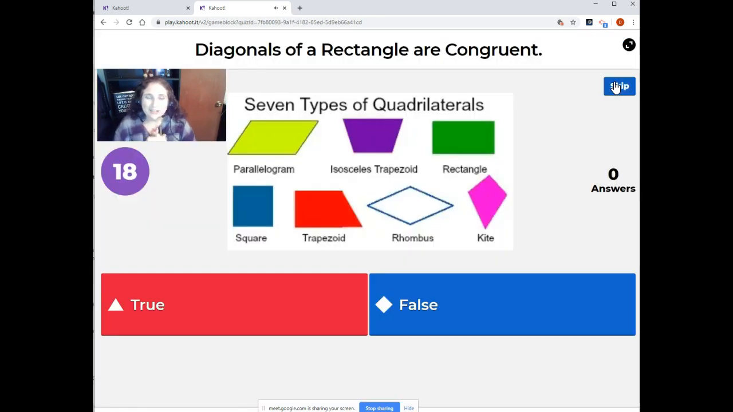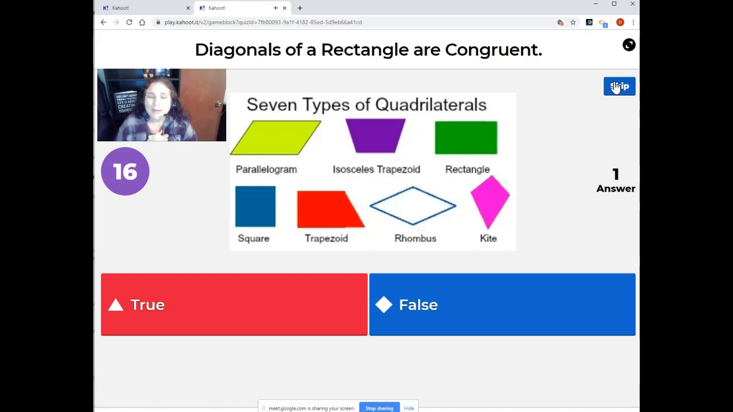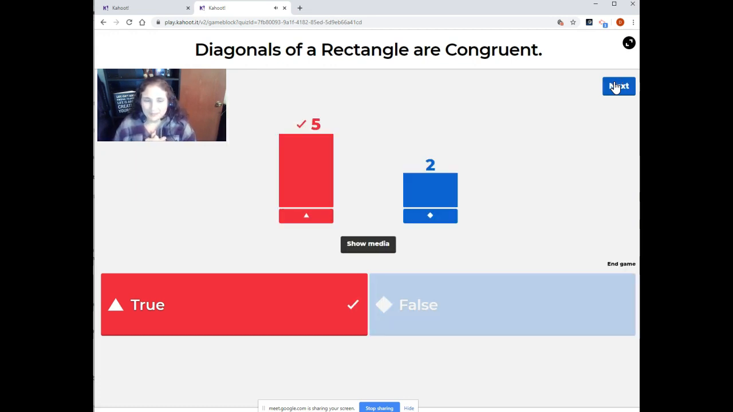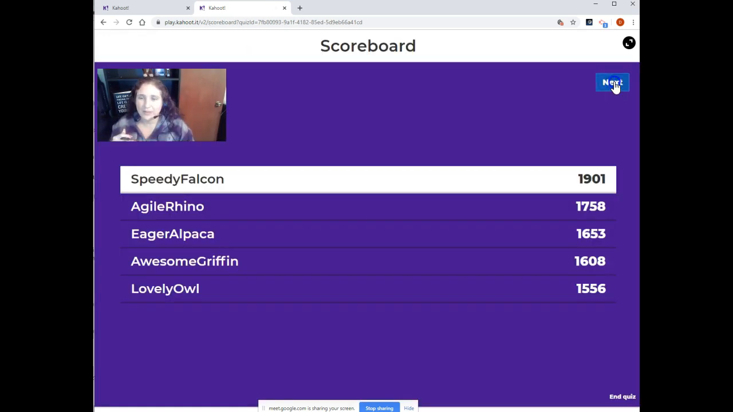Diagonals of a rectangle are congruent. And if you've ever made a paper airplane, you should know this one. Okay, that is true. Remember, if you take a piece of paper, the diagonals are always going to be the same. And you could think of it like the Pythagorean theorem, because if you think of an 8.5 by 11 sheet of paper, 8.5 squared plus 11 squared will give you the diagonal squared. So that's why that one is true.